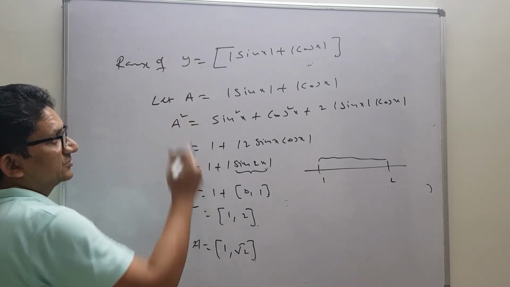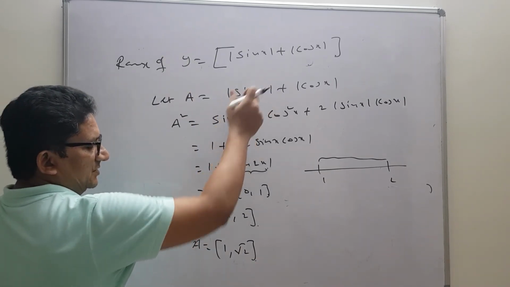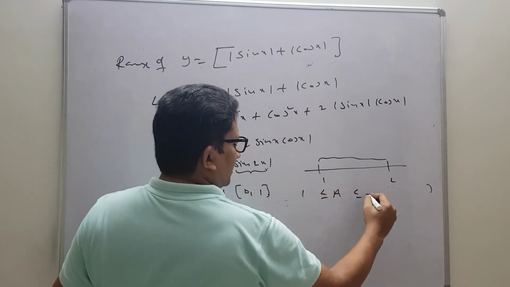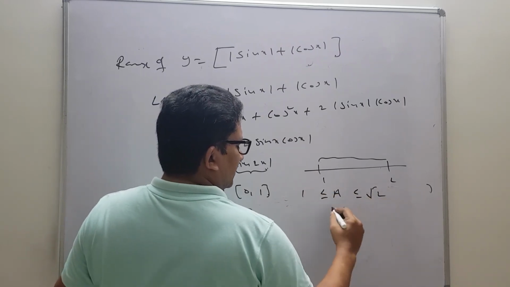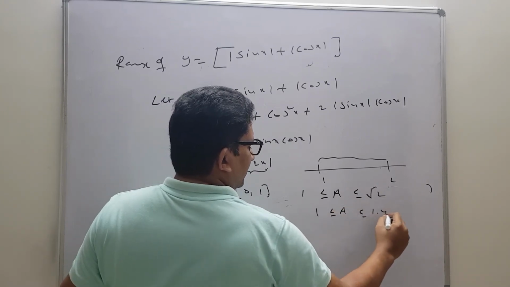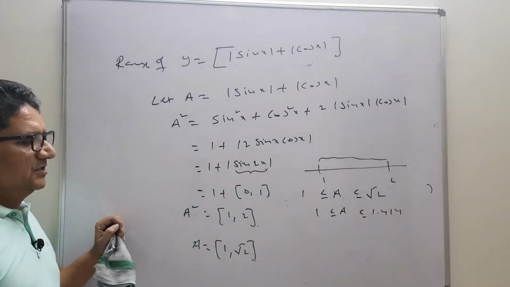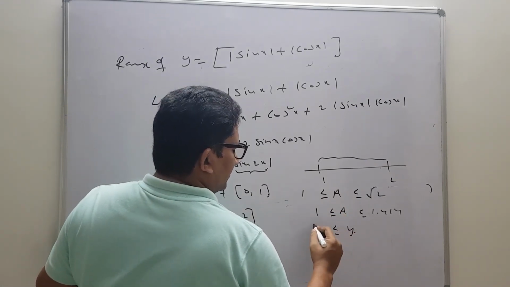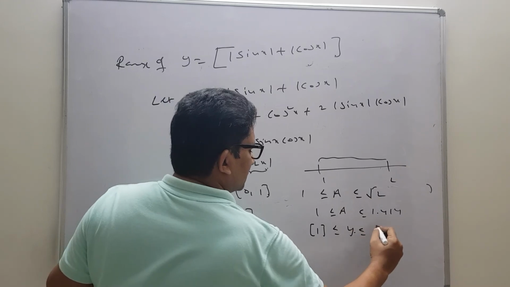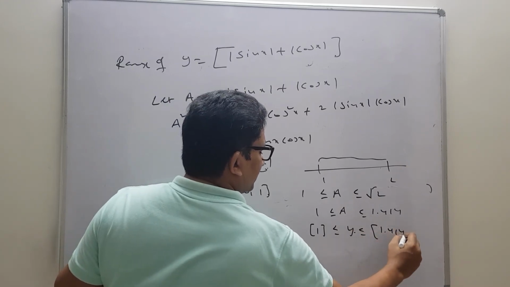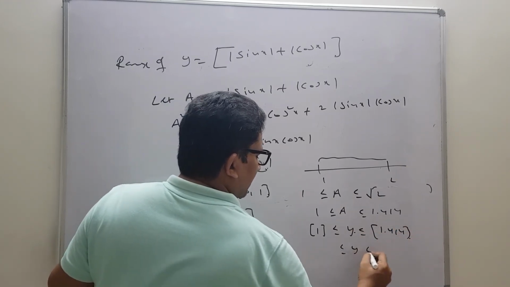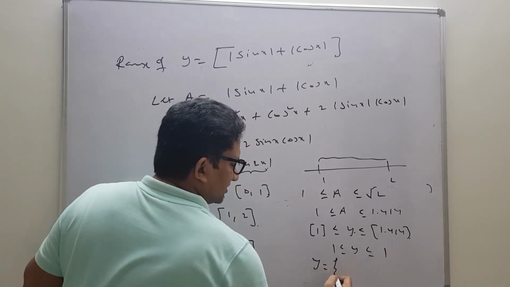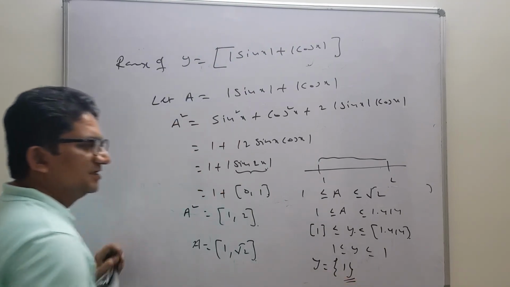So A lies in between 1 and root 2, that is A lies in between 1 and 1.414. Now you need to apply the box to A. So y means box of 1 is less than or equal to box of 1.414. That means y lies in between 1 and 1. Therefore the range of the function contains only one element, that is 1.